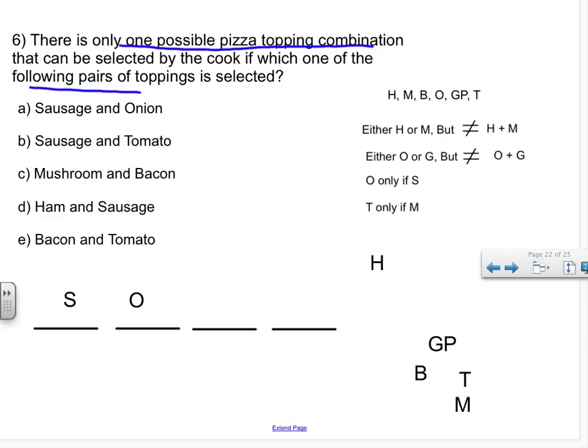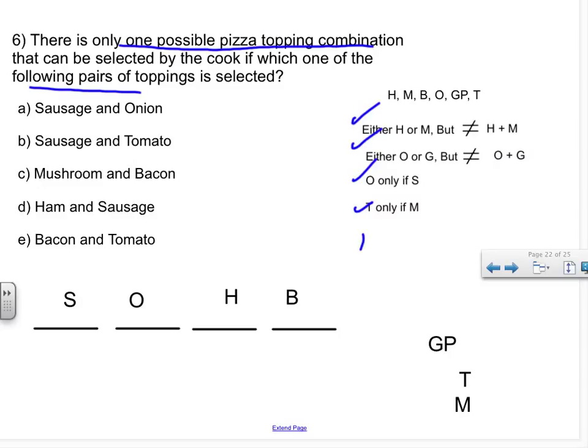What else can I have? I know I have O or G, O only if S. I need H or M. Let's try H, and let's try B. And I'm confident that this will work. Either H or M. Got H, O or G, O only if S, and T only if M. So that's one way. Let's try another way.